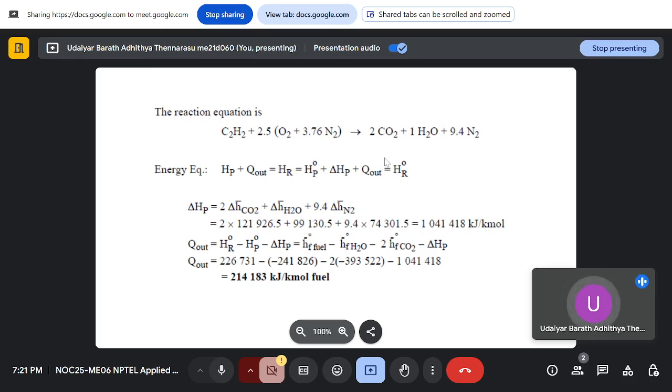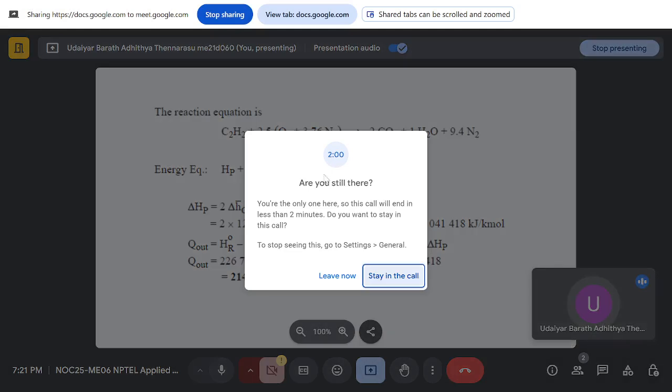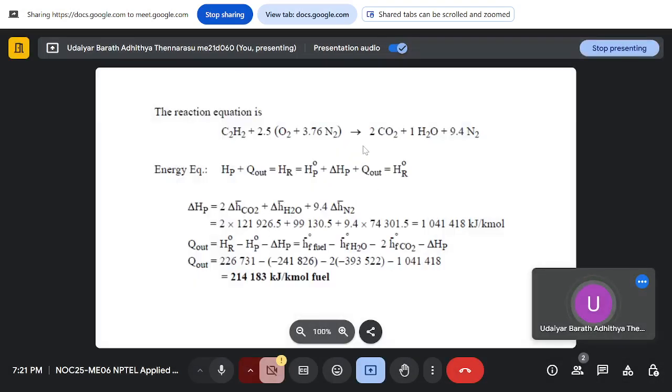So the reaction equation for acetylene is C2H2 plus 2.5 moles of air gives you 2 moles of CO2 plus 1 mole of water plus 9.4 moles of nitrogen. So if we write an energy equation, the enthalpy of product plus the heat gives you the enthalpy of the reactant. So the enthalpy of product is formation plus the enthalpy change of the product, plus heat let out, equals the enthalpy of formation for the reactant.